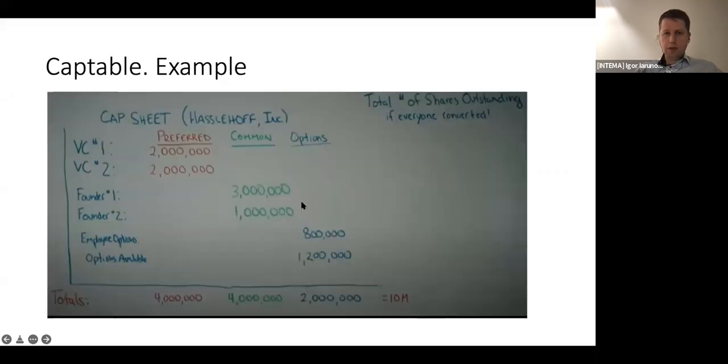Okay, we went through the dilution example. So a bit more complicated cases can happen. For example, we have a simple cap table. We see one, we see two. They want to receive preferred shares for 4 million dollars. We have founder one, founder two. They own 4 million shares. And we have employees and options available for 2 million. So it's also simple. It's how a typical simple cap table looks.